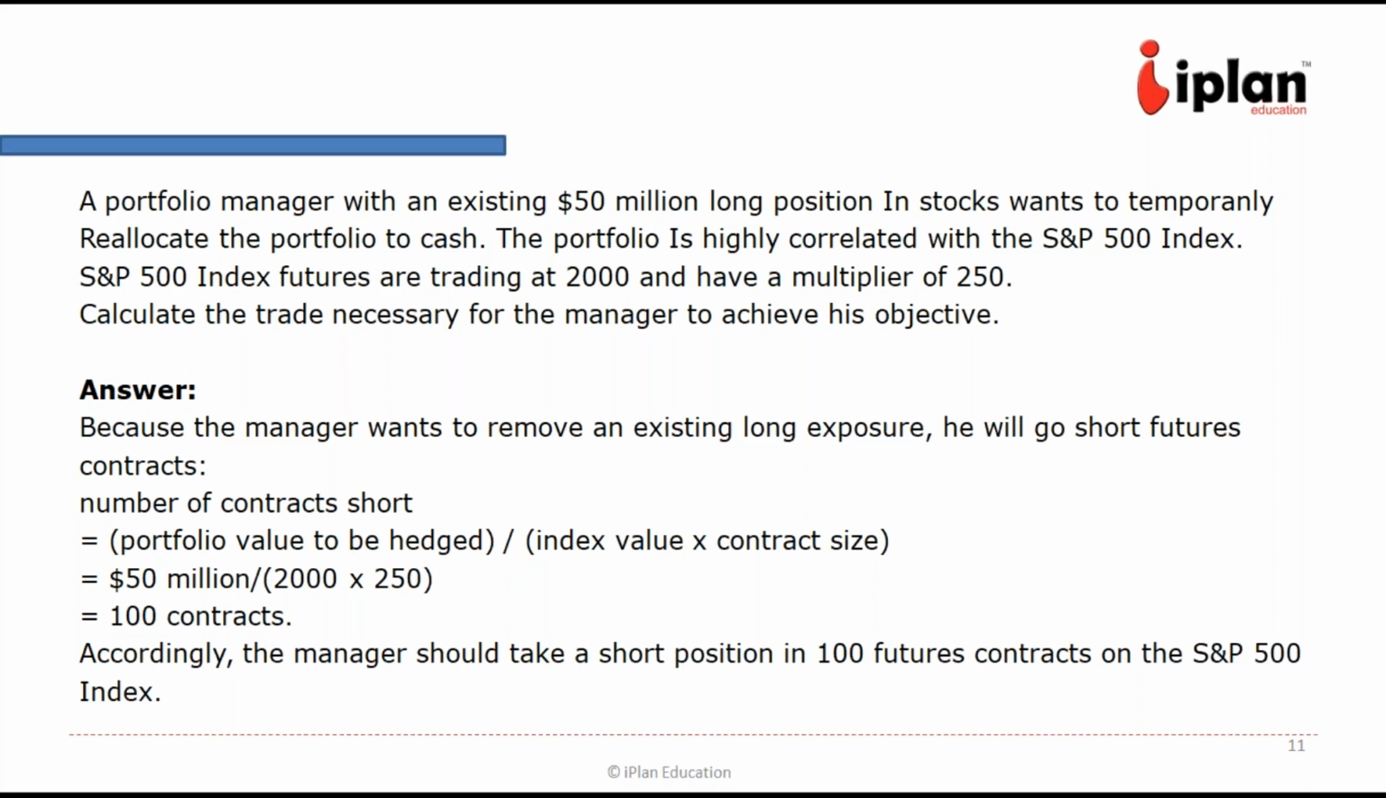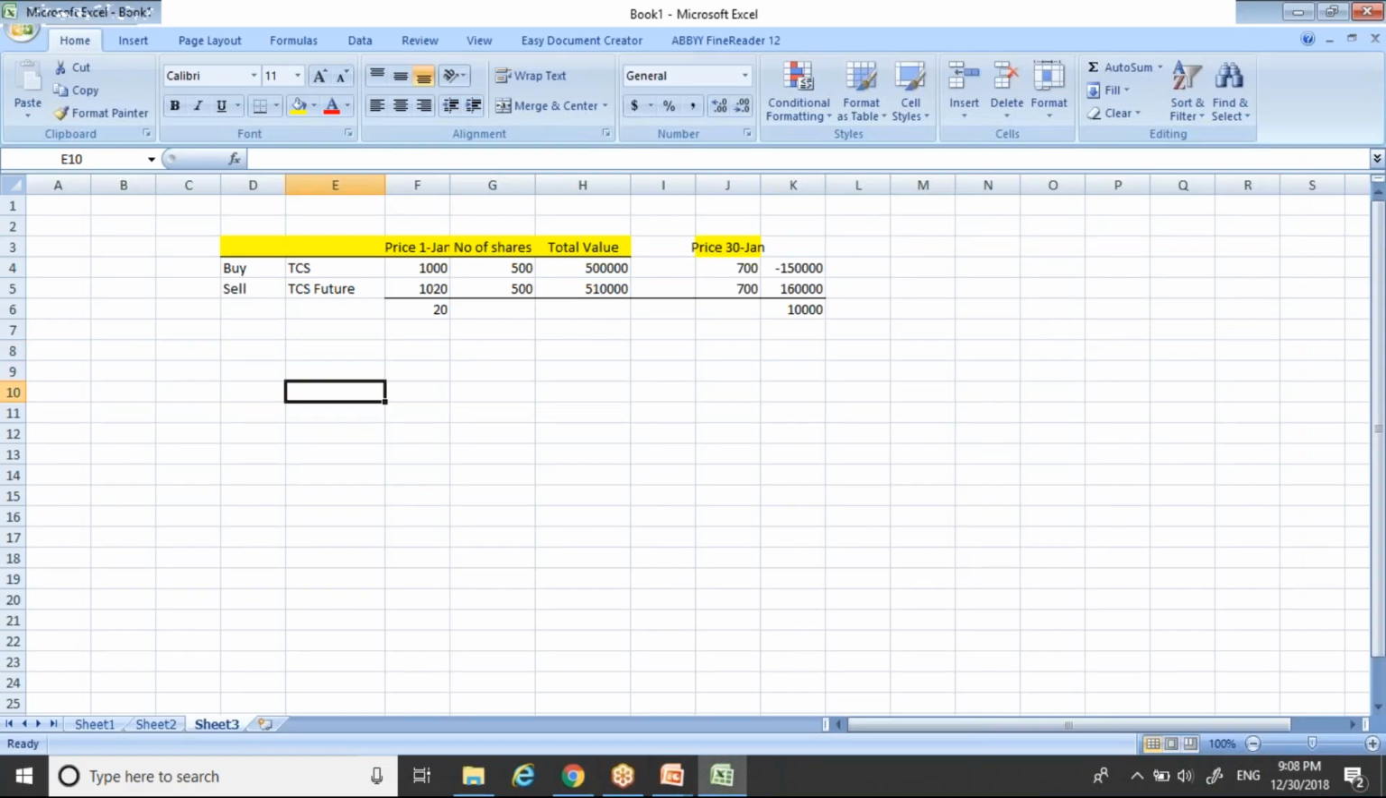Very simple. What is the portfolio value? Around 50 million. And what is the index value? Around 2000, and the lot size. So we multiply with the index, and that gives the total value of the index. Now you divide the 50 million by it, and you have 100 contracts. So this will hedge your portfolio. Let's see how it does.